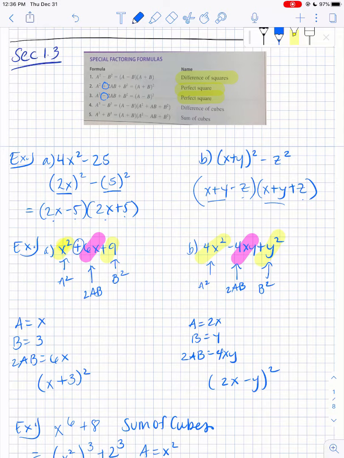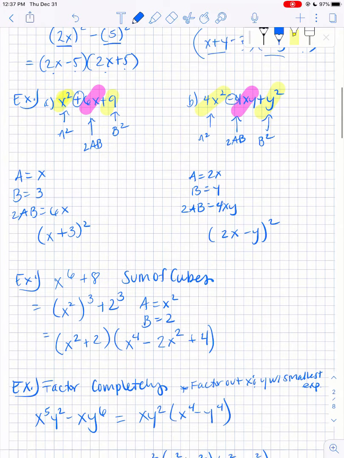Alright, so for part b, I have 4x squared minus 4xy plus y squared. I'm going to write my a, my b, and my 2ab to check if it's the right form. My a is 2x because 2x squared is 4x squared. My b is y. And then I'm going to do 2x times y, which is 2xy, times 2, which is 4xy. So my middle term is 4xy, so it does follow the form. And so I could use my perfect square formula, and we have a minus sign here, so I'm going to use number 3 of the formulas. So I have 2x minus y squared.